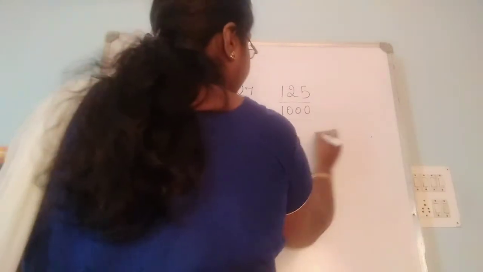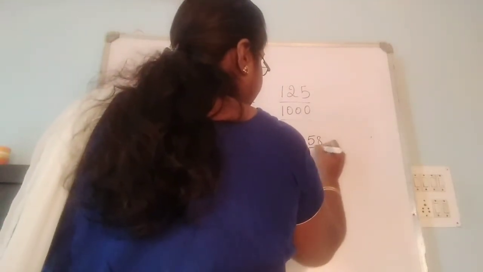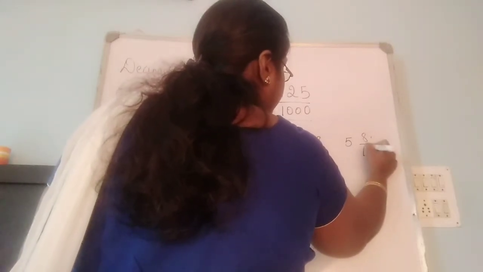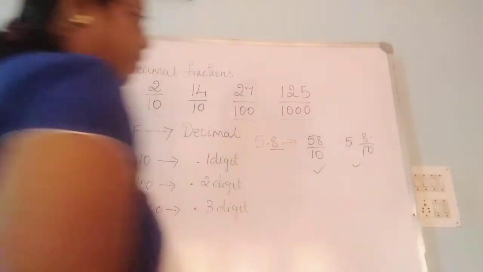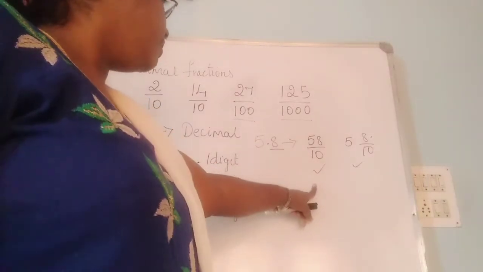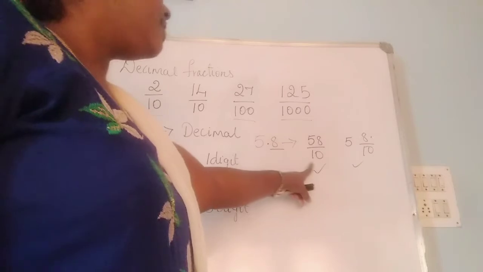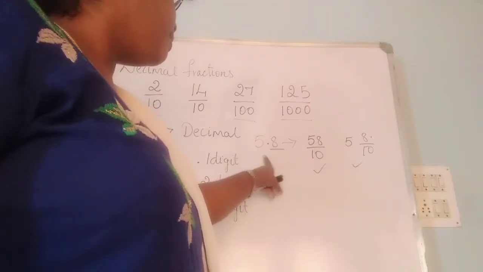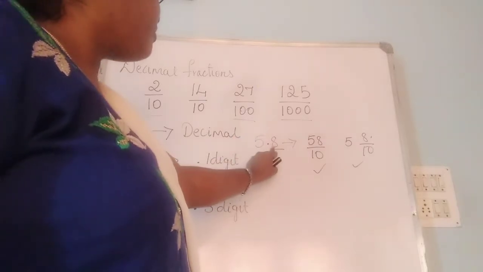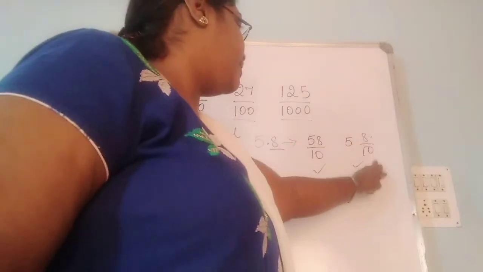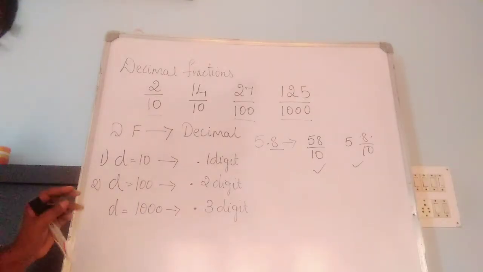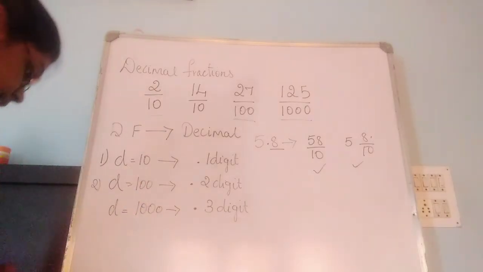You can either write the number 58 by 10 or 8 by 10. Both ways are correct. You can directly convert into 58 by 10, or, since after the point it is one digit, write the whole number as it is and only convert what is after the point, 8 by 10. Both answers are correct. If you understand the concept, that is well and good. You can write any answer.